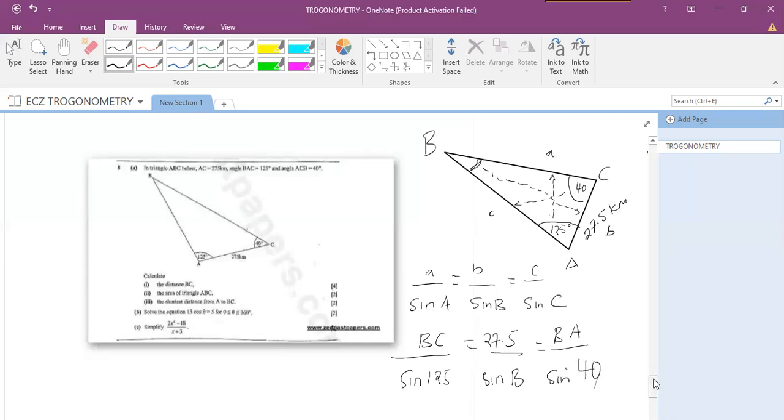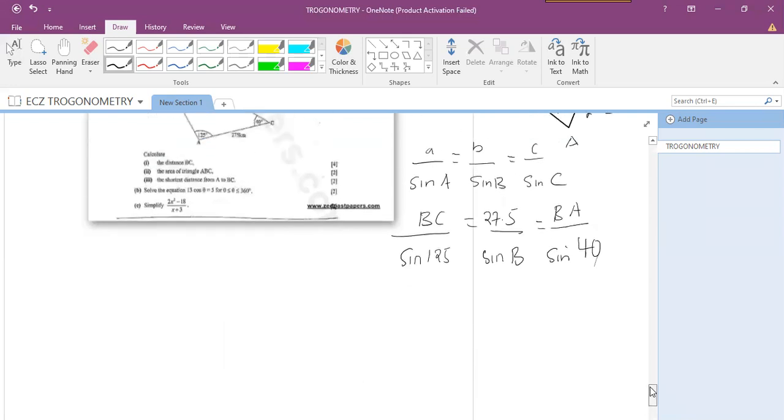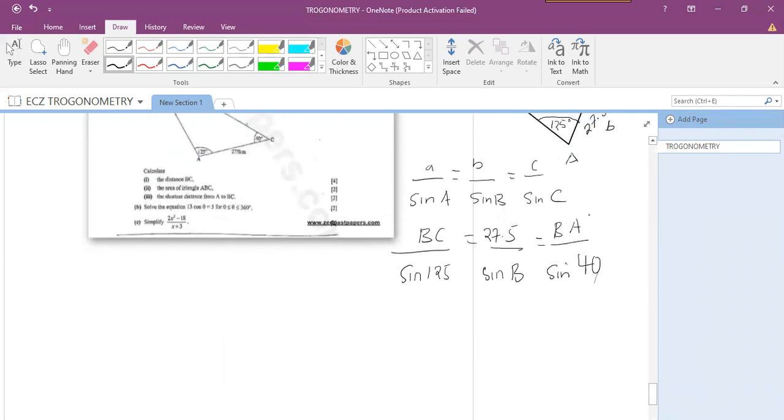So from here, we have to choose what to work with. We cannot find this side. It will be very difficult. So we're not going to use this one. We're going to ignore this. We're going to work only with this. How? We can find this sine B.